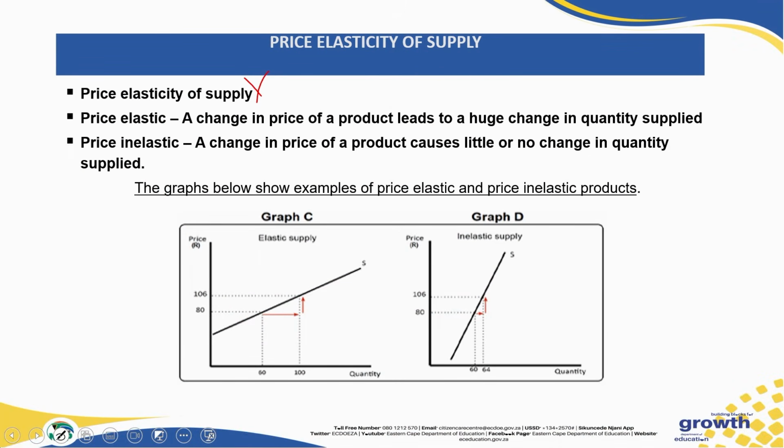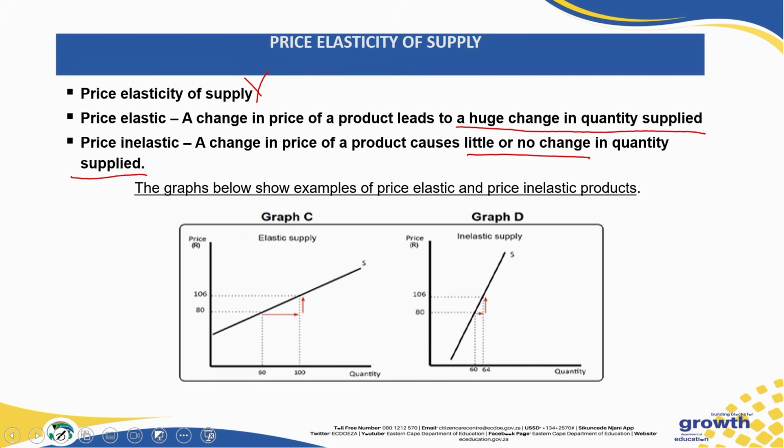Let's continue to the price elasticity of supply. Price elasticity of supply is the response of supply towards the change in price. And then, as we have said before, price elastic, if there's a change in price of a product, there will be a huge change in quantity supplied. Price inelastic, a change in price will cause a little or no change in quantity supplied. So we also have the examples here.